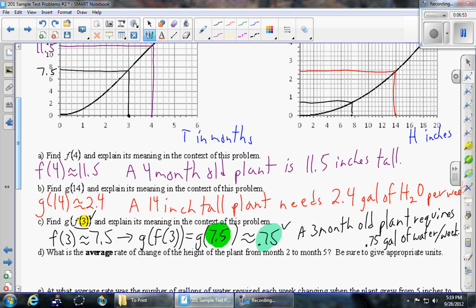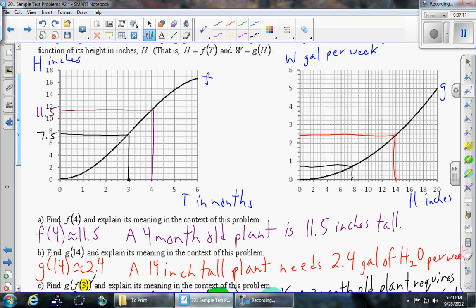Okay, next, part D. What is the average rate of change of the height of the plant from month 2 to month 5? Be sure to give appropriate units. Okay, so let's try this one. So average rate of change, and we want the height of the plant between months 2 and 5. So which graph is that? That must be the left-hand graph. So month 2 is here, month 5 is here.